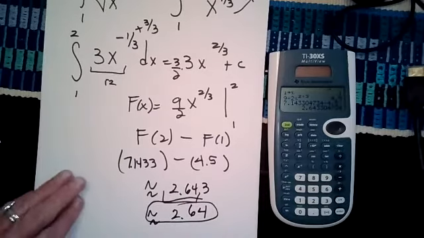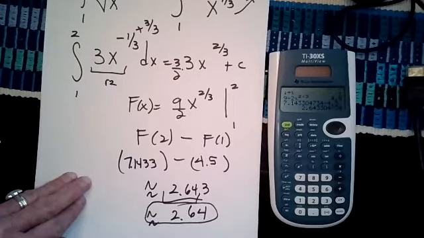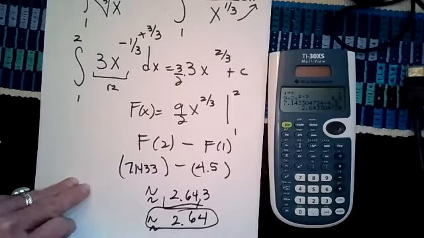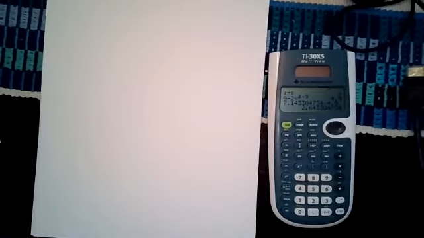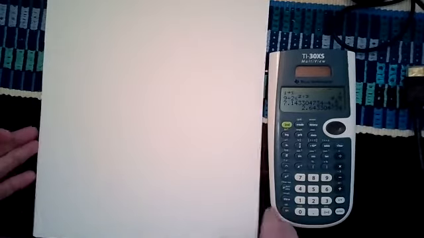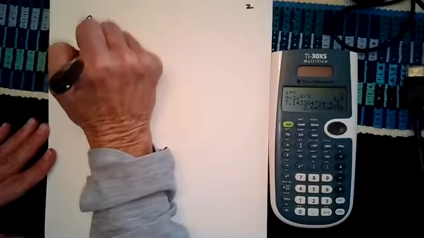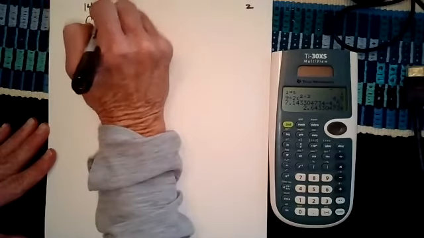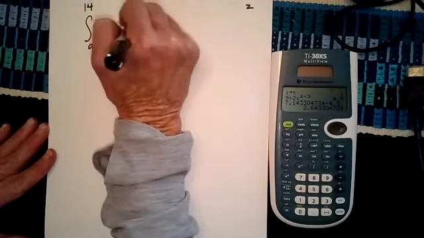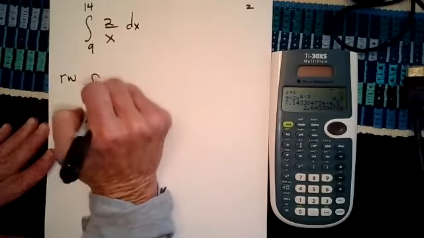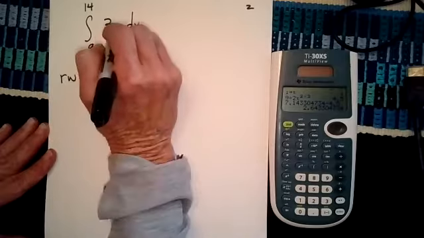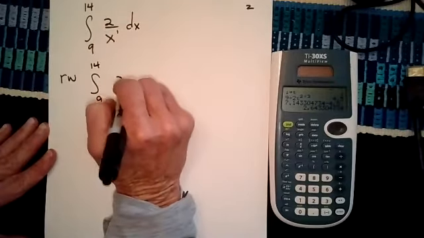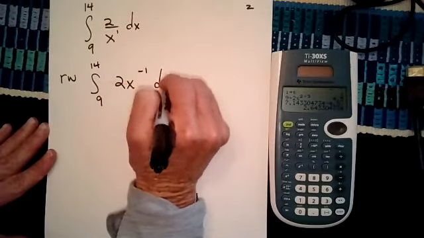Okay. All right, so let's just try a couple with the E or an LN, just to make sure you know how to put those in your calculator. So the integral from 9 to 14 of 2 over x dx. All right, so I've got an x in the bottom, so I'm going to rewrite this, the integral from 9 to 14, and there's an understood 1 there, so that's 2x to the negative 1 dx.